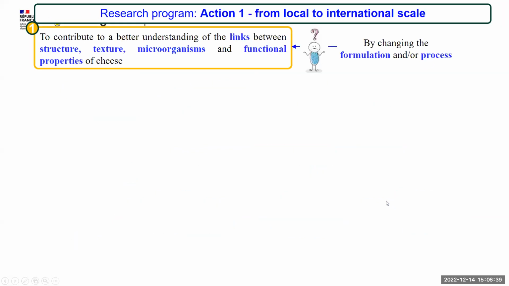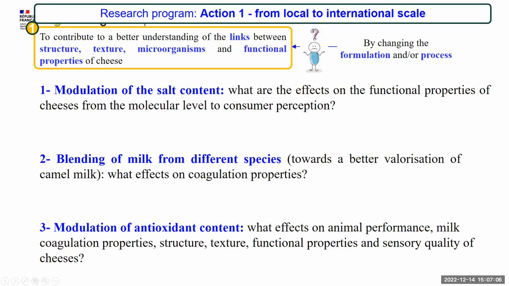So what I'm doing in this research unit, I'm trying to have a better understanding of the link between the structure, texture, microorganism, and functional properties of the cheese. And I use principally the modification of formulation and the process in order to have some information concerning the link between those different scales in the cheese product. And here you have different research projects that I have been implied in.